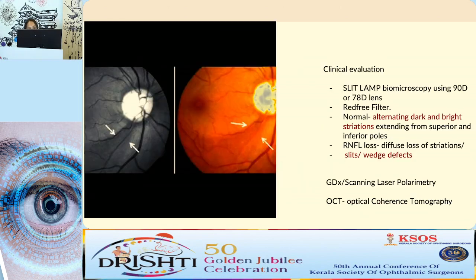So clinically, RNFL is evaluated under the slit lamp using the 90D lens under the red-free filter. Normally, it is seen as alternating dark and bright striations. When there is RNFL loss, there will be diffuse loss or slits or wedge defects. RNFL analysis can be done by scanning laser polarimetry or OCT.